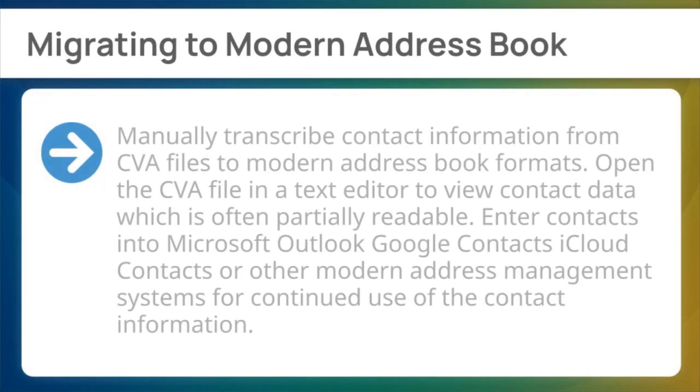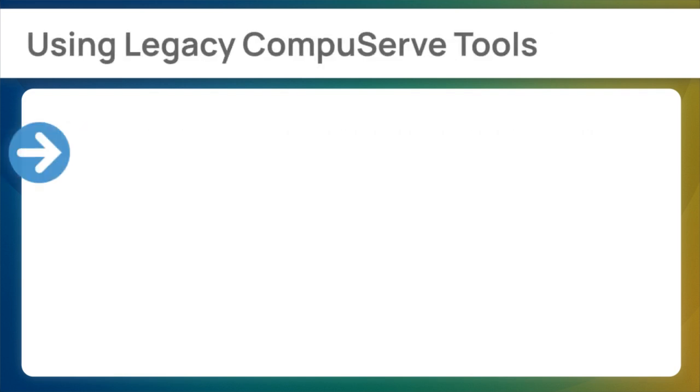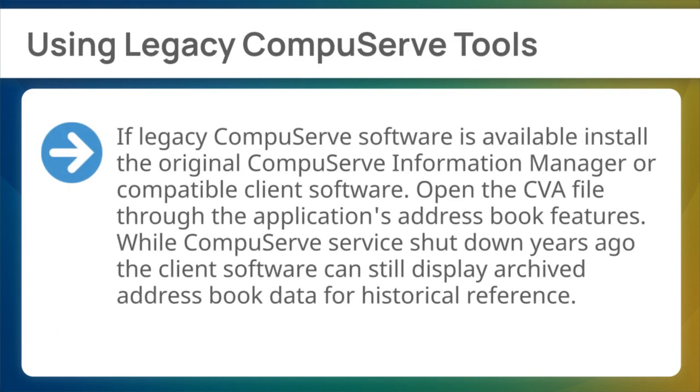First, migrating to modern address book. Manually transcribe contact information from CVA files to modern address book formats. Open the CVA file in a text editor to view contact data, which is often partially readable. Enter contacts into Microsoft Outlook, Google Contacts, iCloud Contacts, or other modern address management systems for continued use of the contact information.